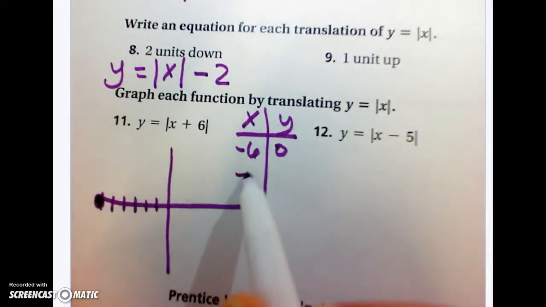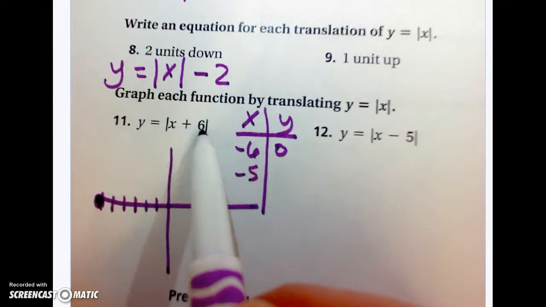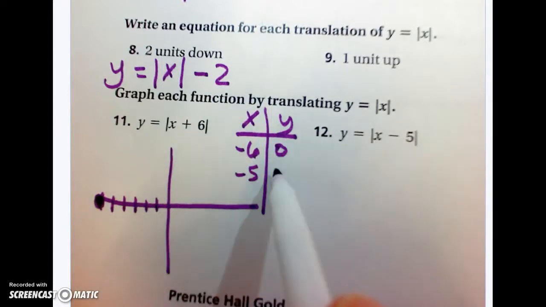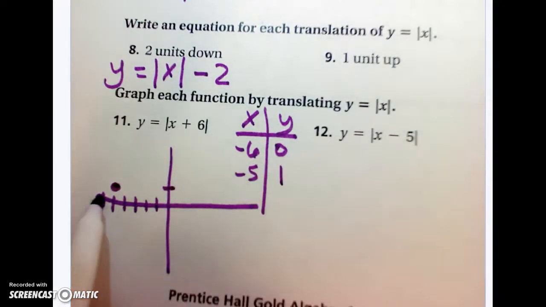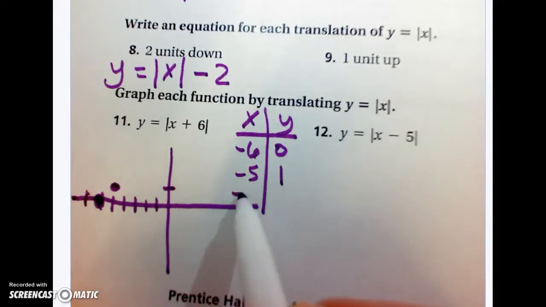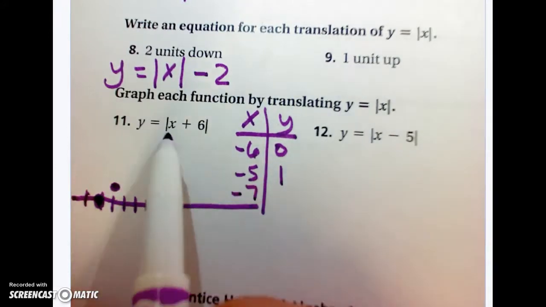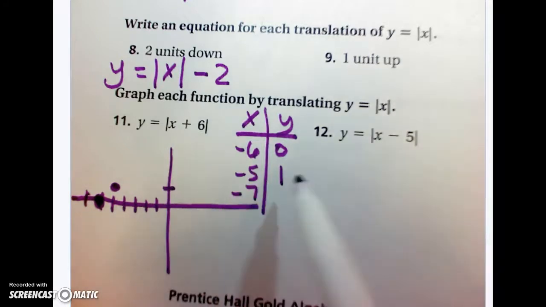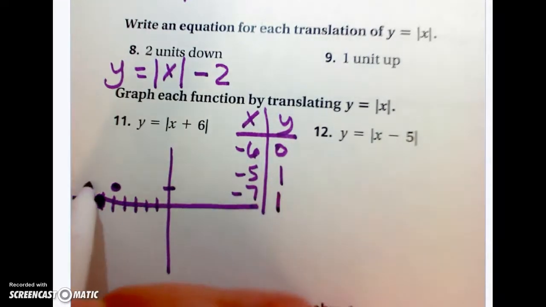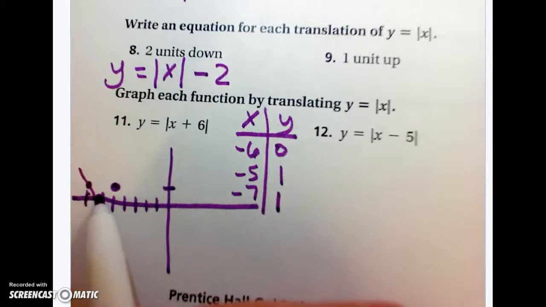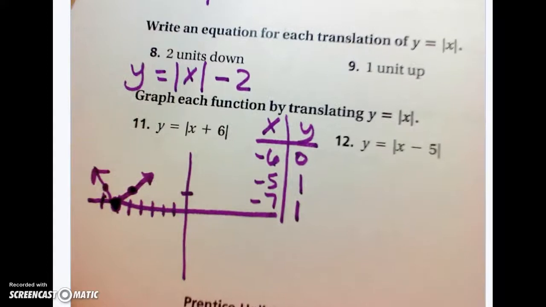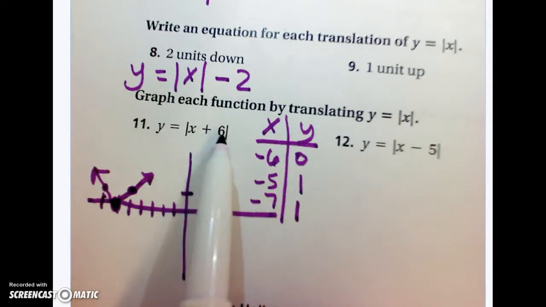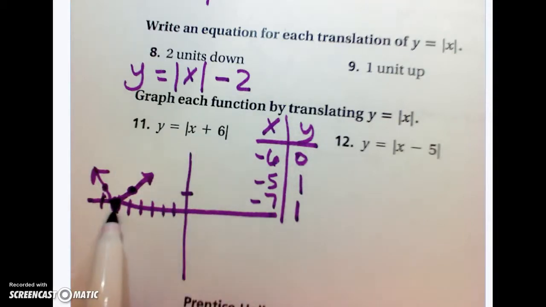So let's see what happens on this side. So at -5. -5 plus 6 is 1. The absolute value of 1 is 1. So I'm going to go up 1. So I'm going to go on the other side. -7. -7 plus 6 is -1. The absolute value of -1 is 1. So again, we end up with our V shape. So the absolute value keeps pushing for the V shape. But we can see our vertex moved to -6. When we have a +6 here, we end up at -6 to be on the x-axis.